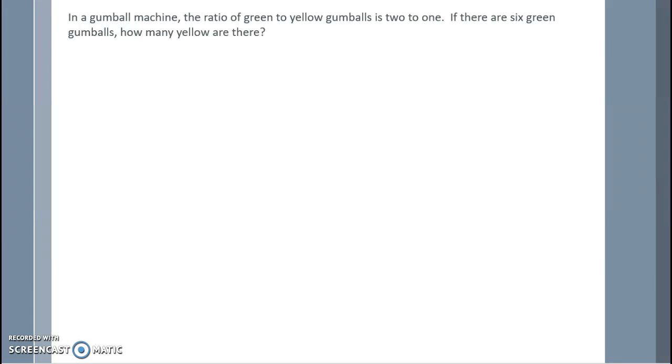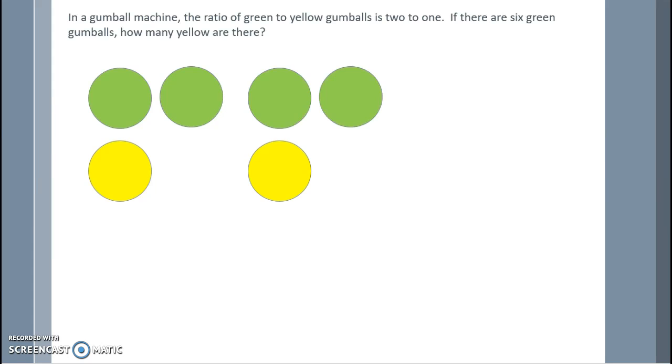In a gumball machine, the ratio of green to yellow gumballs is 2 to 1. If there are 6 green gumballs, how many yellow are there? So here are 2 green gumballs and 1 yellow gumball, but we need 6 of them. So I build another set. Now I have 4 green and 2 yellow, but we still need to get to 6. So 6 green and 3 yellow. 2 to 1 is equivalent to 6 to 3.